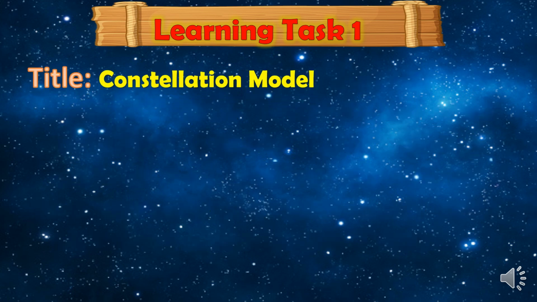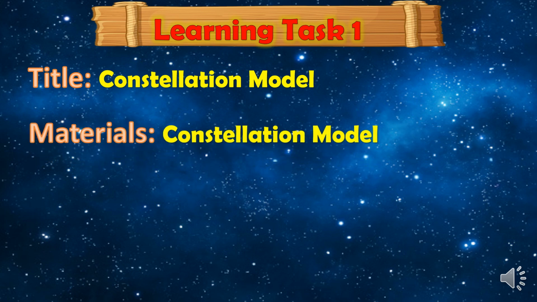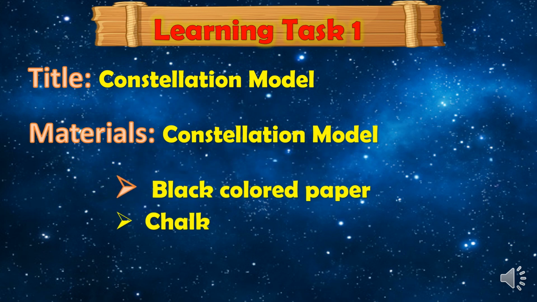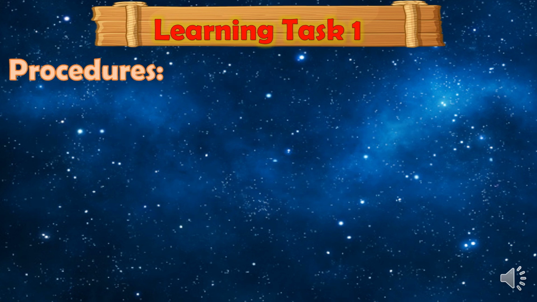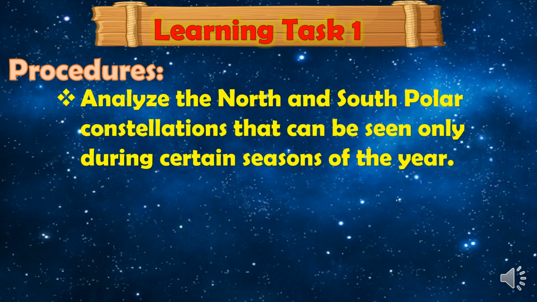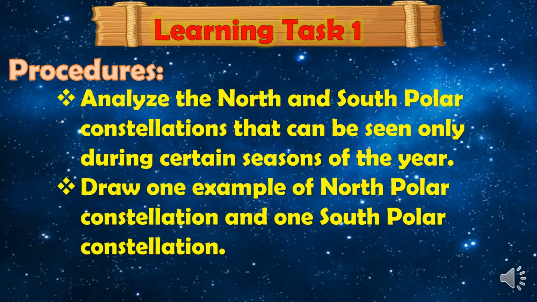The title of the activity is Constellation Model. Materials: we have the black colored paper and chalk. For the procedures, first, analyze the north and south polar constellations that can be seen only during certain seasons of the year. Next, draw one example of a north polar constellation and one south polar constellation.